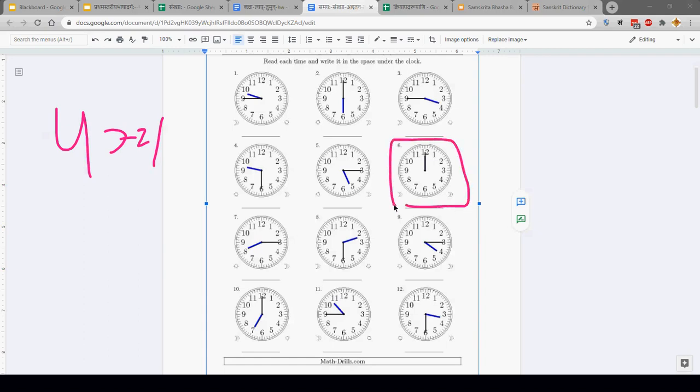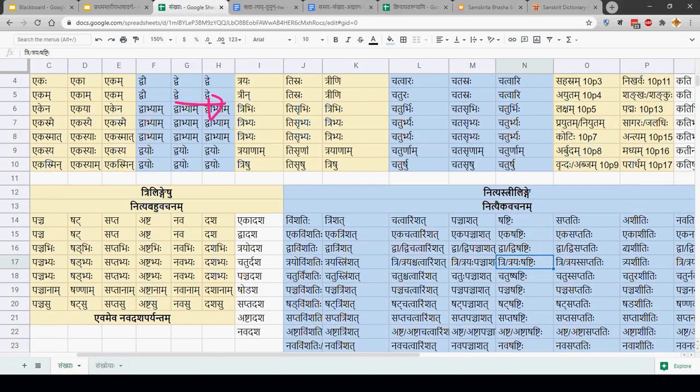And then there is Dvadashavadanam. Now, how do we say this one? Here it is quarter to 10, right? It is 9:45 or quarter to 10. So we can say 9:45. So, Navavadanam. After Nava, we have 45. We can go to the table and find out what is 45. So here you say 45, you say Pancha Chatvarimshat.